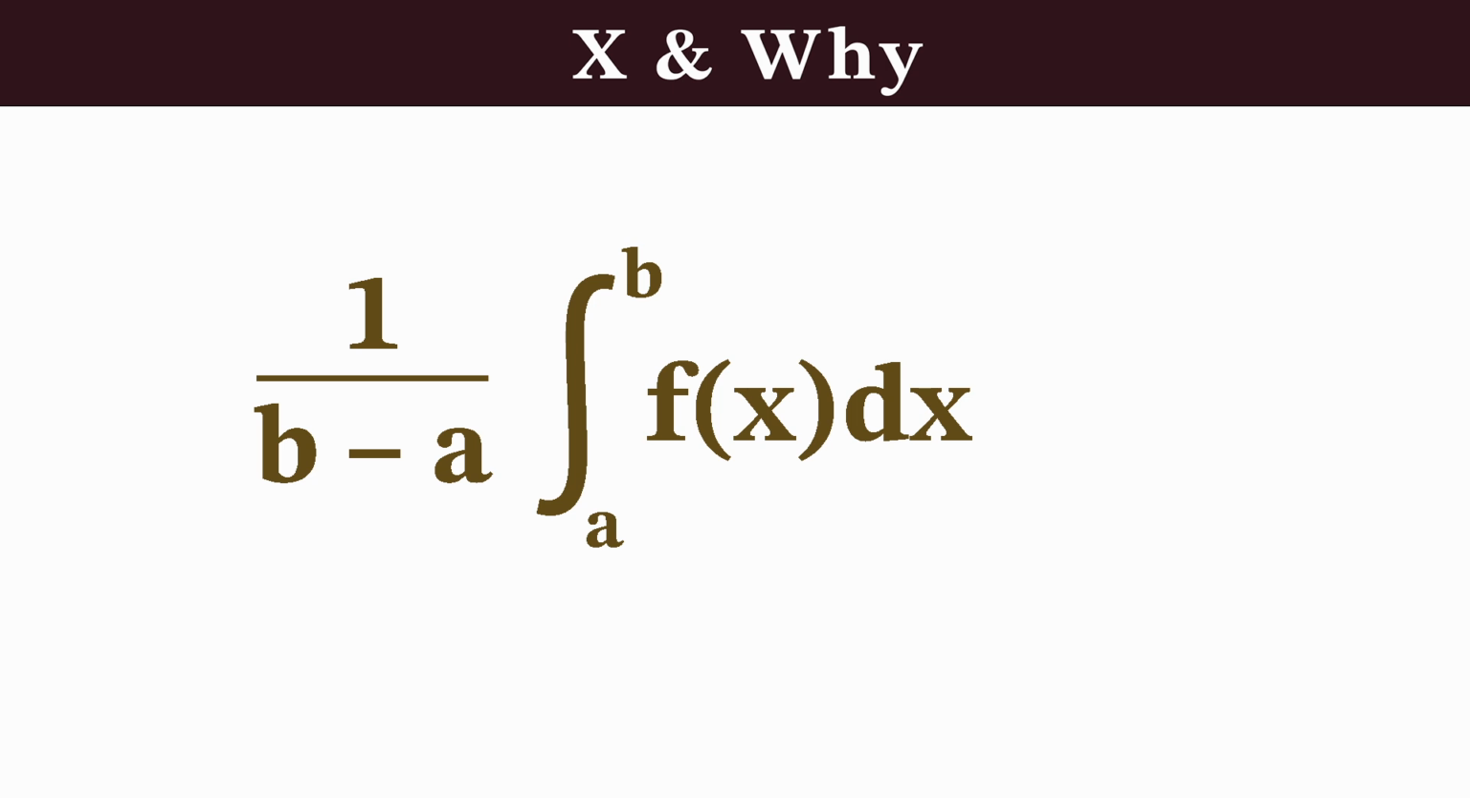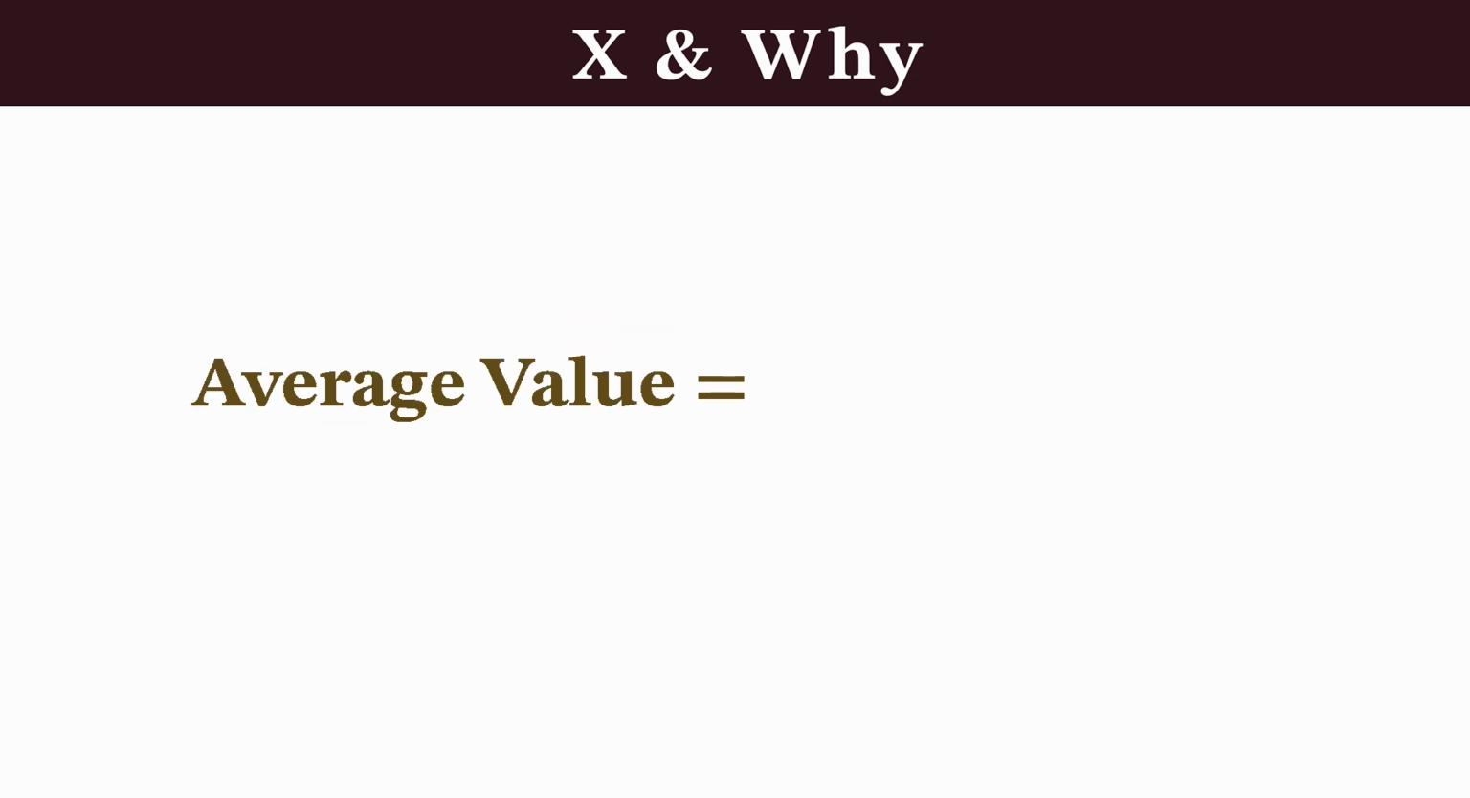This formula finds the total area under the curve from a to b, then divides by the length of the interval b minus a. This gives us the average height. Another way to think about the average value is as being the average height.